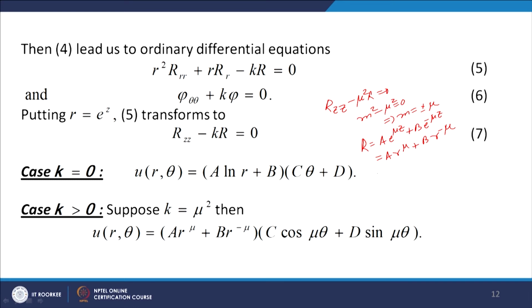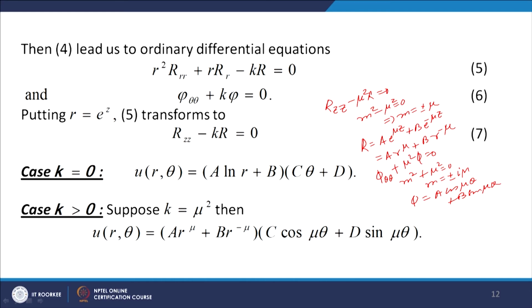And the other equation is Φ_θθ plus mu square Φ equal to 0. So, here we have the auxiliary equation m square plus mu square equal to 0. So, m equal to plus minus i mu. So, the Φ is equal to a cos mu theta plus b sin mu theta, because we have complex roots. So, no, a we have already taken.